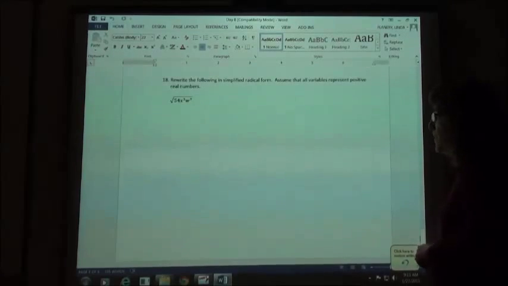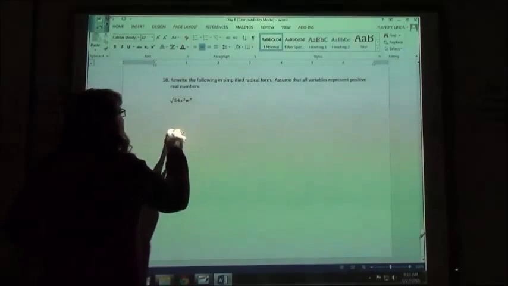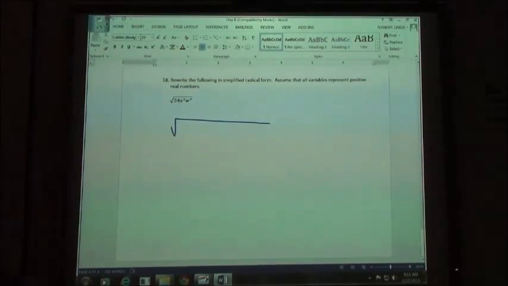Number 18, that must be the last one on the page, huh? Number 18, looking at 54. 54 is not a perfect square. It's not one of my numbers on my list, but I bet I can factor it. What should I divide into 54?